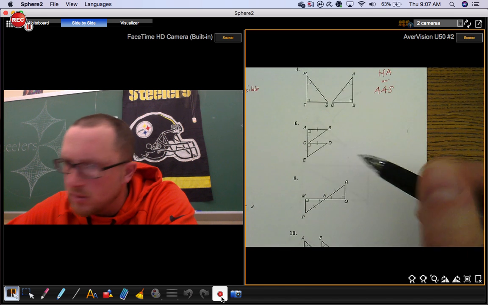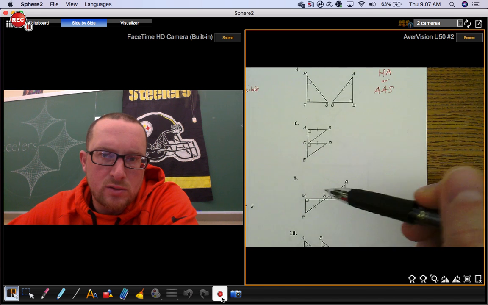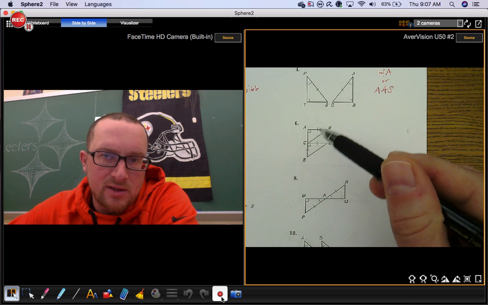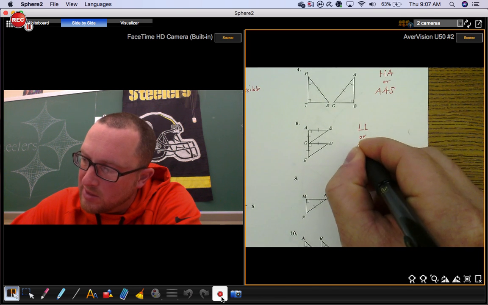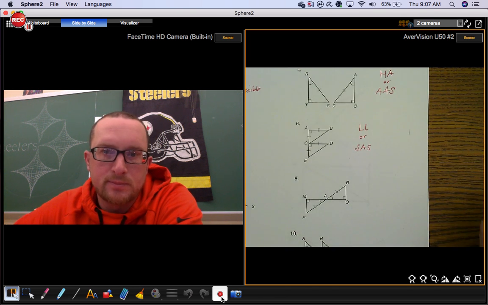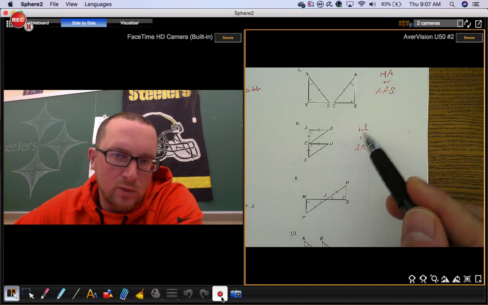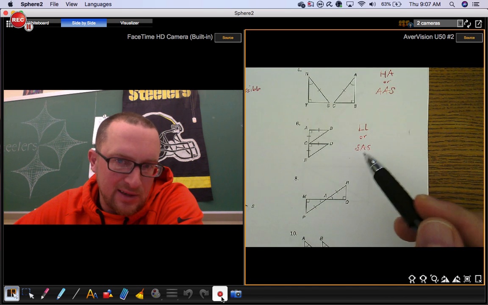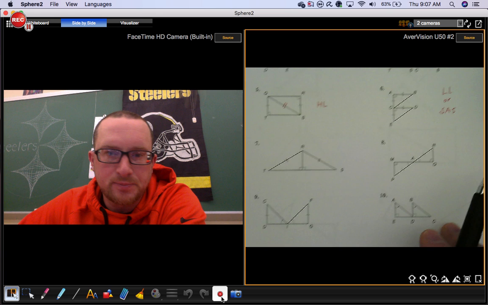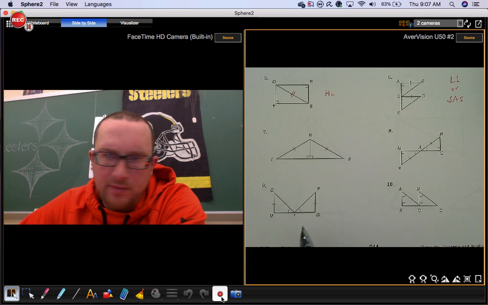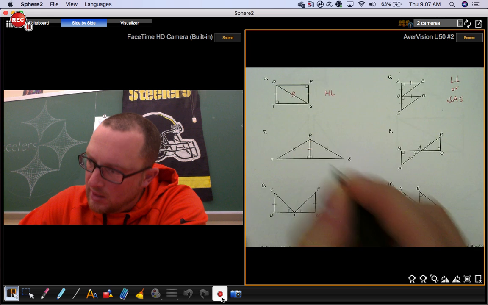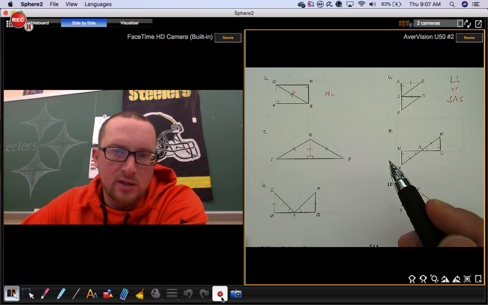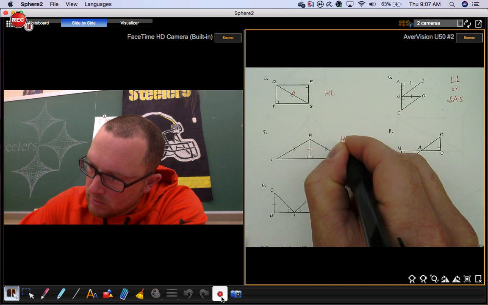Number 6, we have right triangles, we have congruent legs and congruent legs. So that's your leg-leg. Remember, that's the same thing as side angle side. So if you don't want to learn the leg-leg thing or use the leg-leg thing, you could just call that side angle side. Number 7, we have right triangles, we have congruent hypotenuses, and congruent shared legs. That's HL.